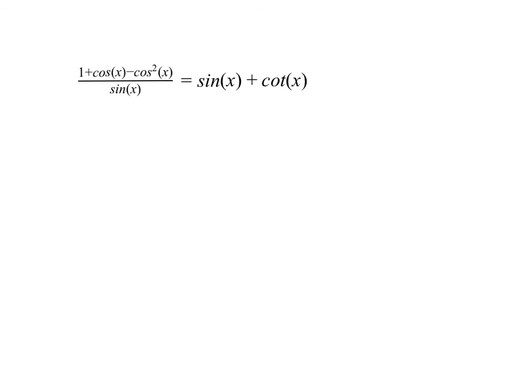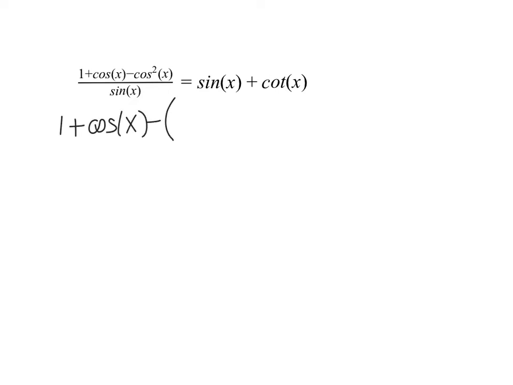Okay. Now we want to verify that 1 plus cosine of x minus cosine squared of x over sine of x equals sine of x plus cotangent of x. Again, easier to simplify the side with the fraction. So what I'm going to start with is replacing cosine squared of x using one of my Pythagorean identities. So we know that cosine squared of x is the same thing as 1 minus sine squared of x. And that comes from that first page, the cosine squared plus sine squared equals 1 Pythagorean identity. All over sine of x.